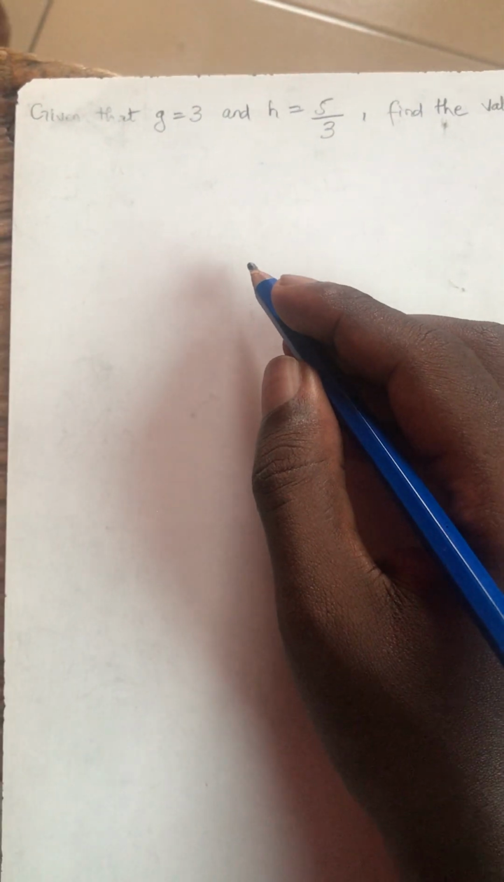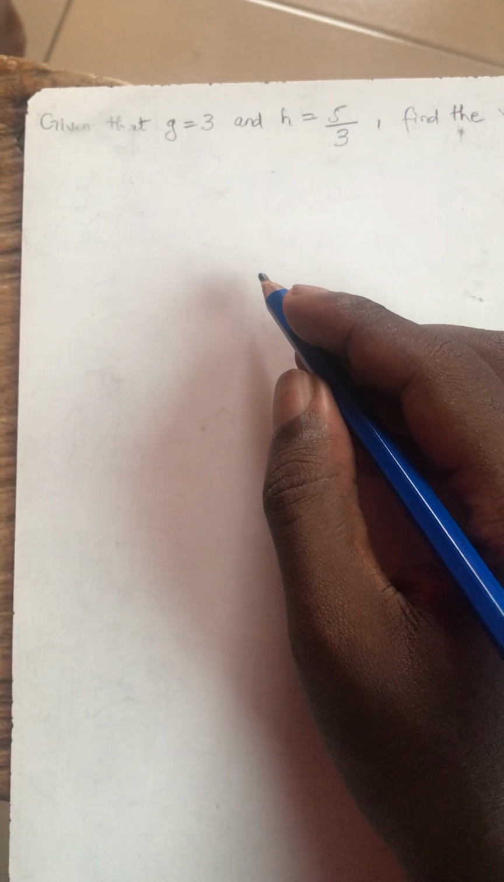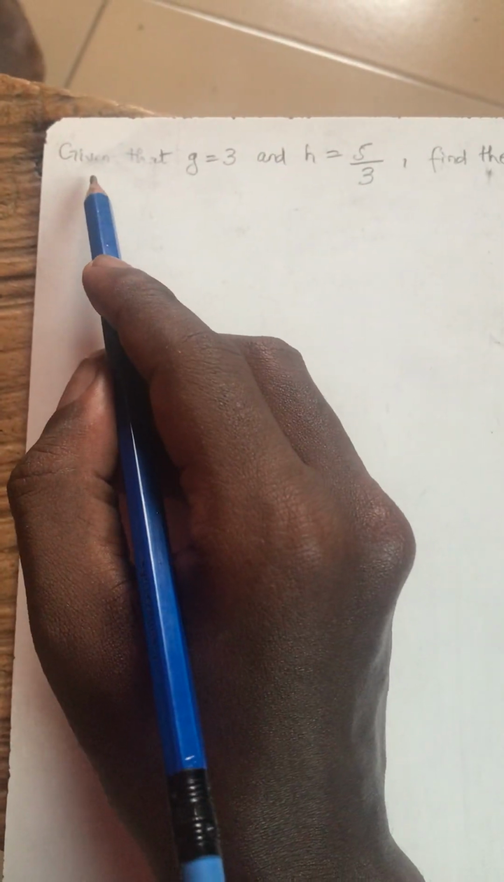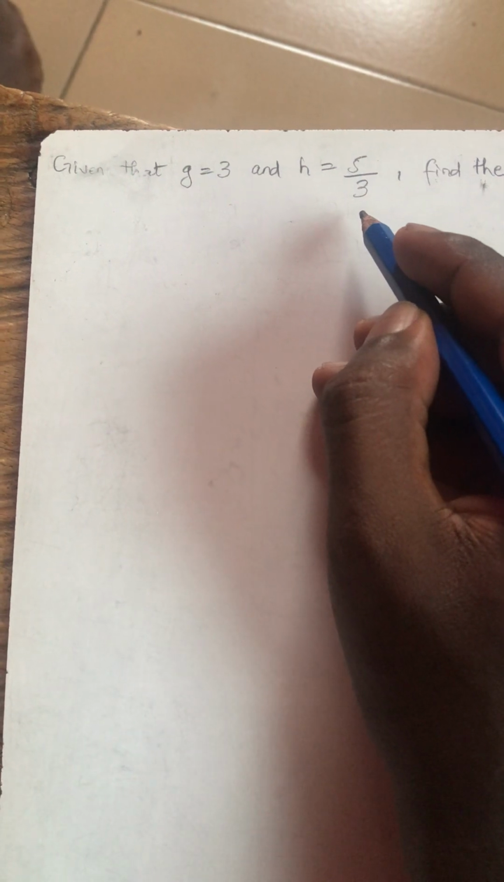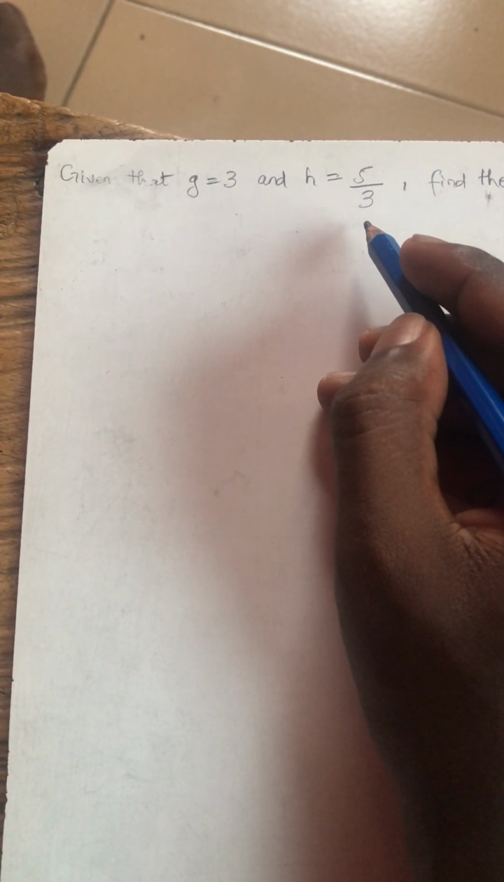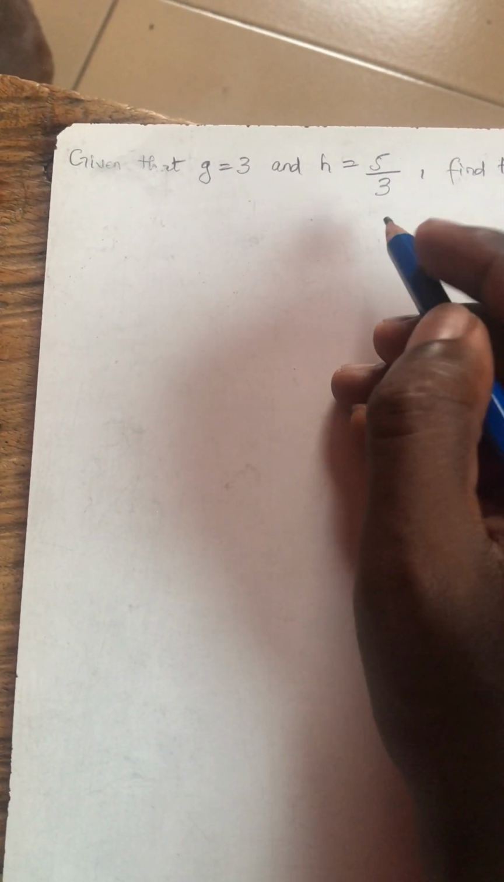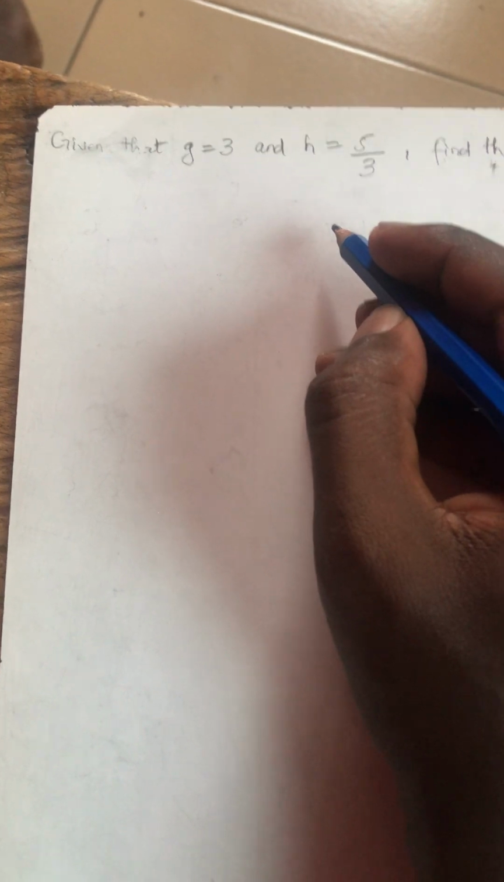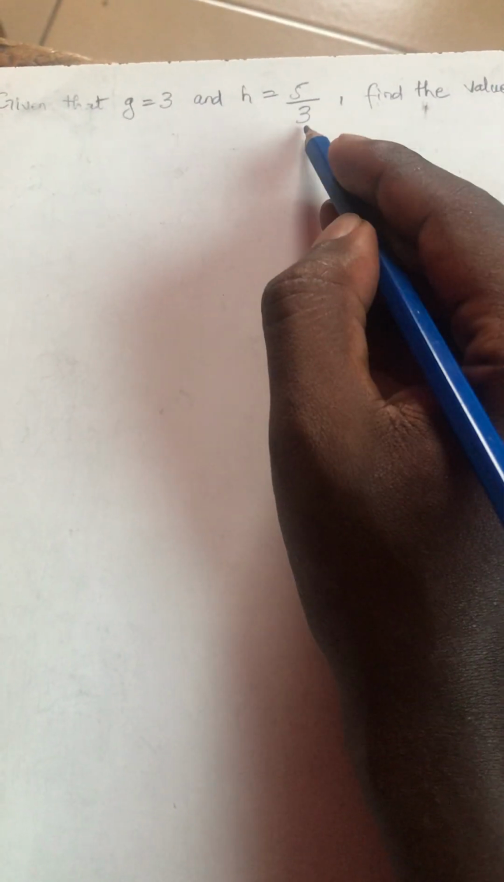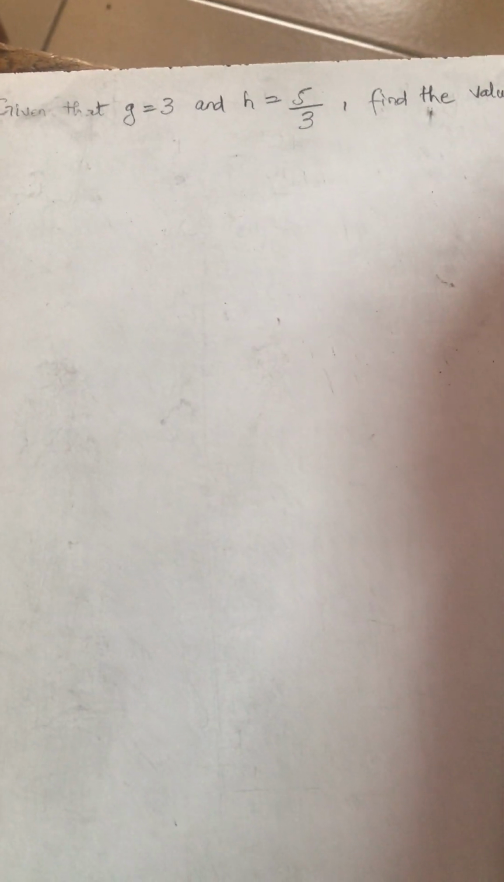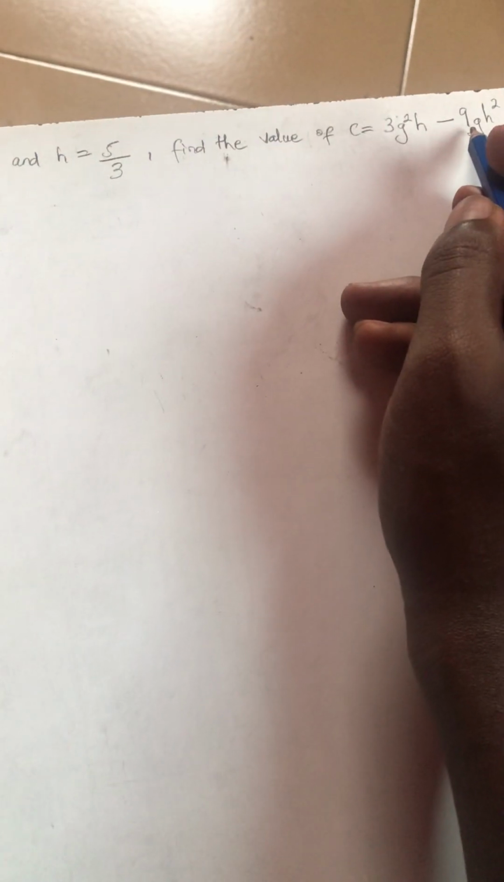In today's series, we'll be solving a practical question in mathematics: substitution into formula. Our given equation is C equals 3gh squared minus 9g h squared. Our given question for the day is: given that g equals 3 and h equals 5/3, find the value of C equals 3g squared h minus 9gh squared.